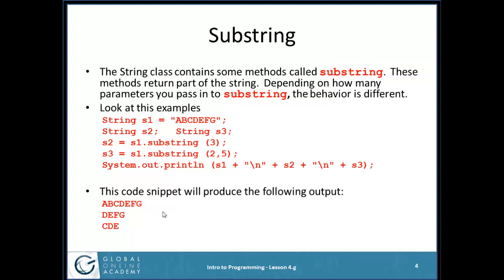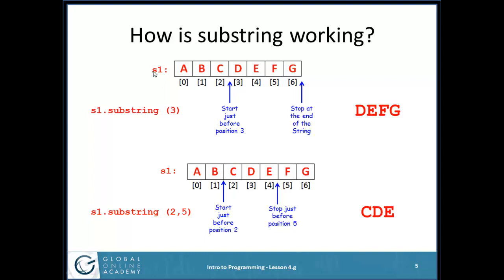Let's look at this in more detail. How is substring working? Here's my first string. S1 has 7 slots in it, numbered 0 through 6. If I do S1.substring(3), put a little arrow right before character 3, and your stop arrow at the very end. What's in between those 2 arrows? DEFG. If I give substring 2 parameters, put my start arrow right before the first number, my end arrow right before the second number. What's in between the arrows? C, D, and E.